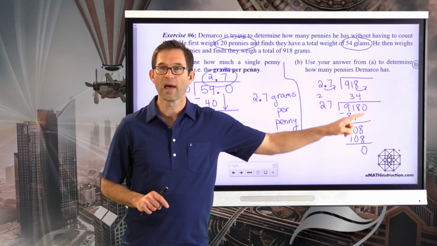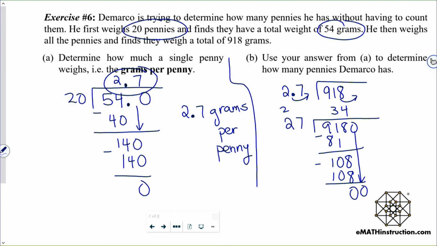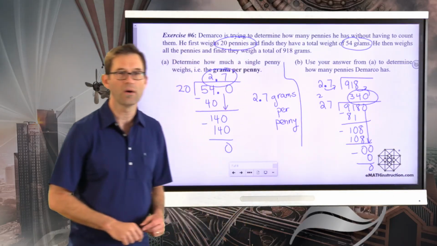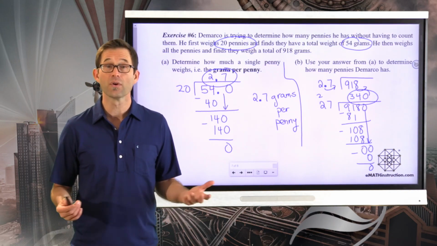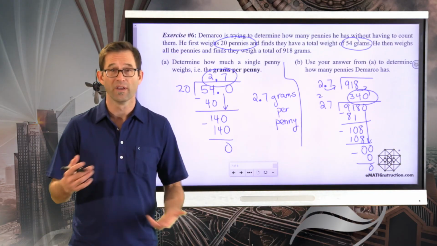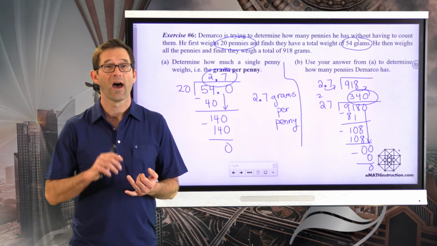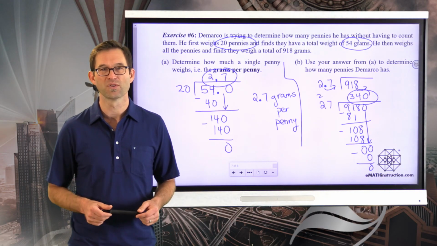Okay, I've got to bring that last one down. And when I do, of course, now I'm asking the question, how many times does 27 divide into 0? And that's 0 times. And yeah, that looks a little funny, 0 minus 0, which is 0, but that's the way it goes. All right, so 340 pennies that DeMarco has. This is kind of a good way to figure out how much change you have in a jar if you know various things, how much the change weighs, if they've got to all be the same kind of coin, etc. But it's a neat way to figure out how much we have.